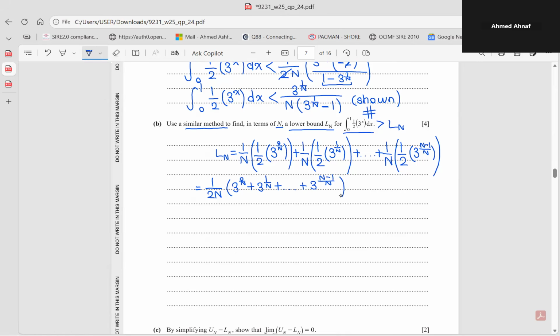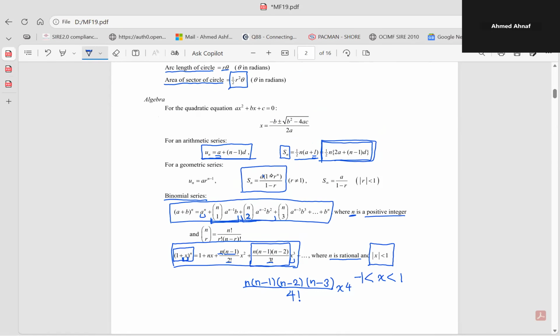So just like the previous part, this series that we see here is a geometric series, because to get the next term, you just add 1 over n to the existing power, which is the same as multiplying by 3 to the power of 1 over n to get the next term. And you add these terms up. So this is just the sum of a geometric series, so we can use that formula. It's a times 1 minus r to the power of n over 1 minus r, where r is the common ratio, n is the number of terms, and a is the first term.